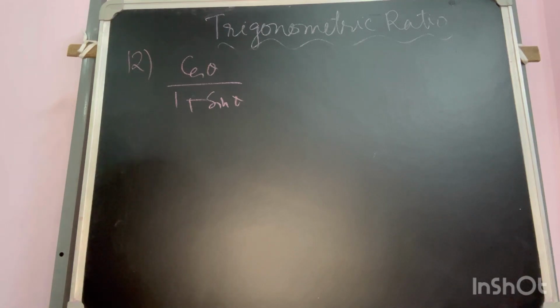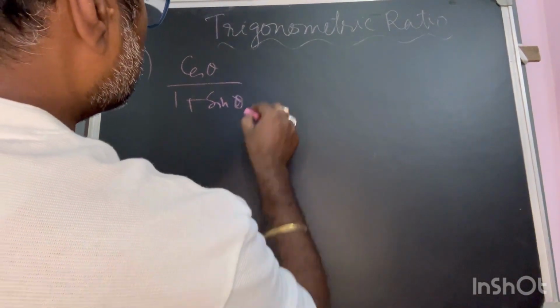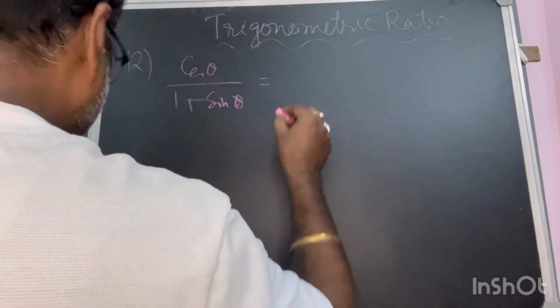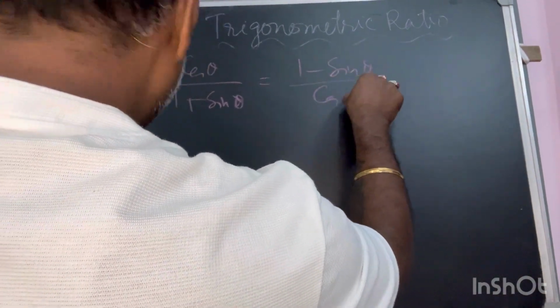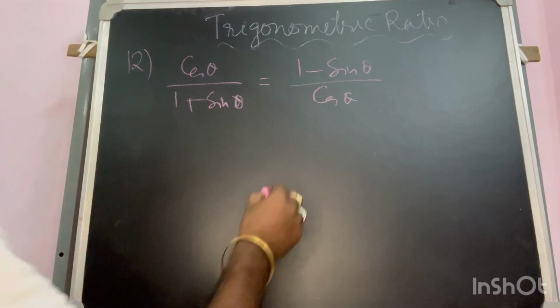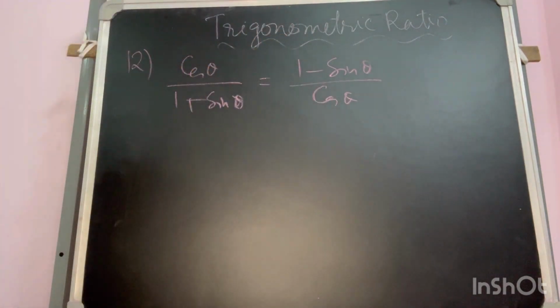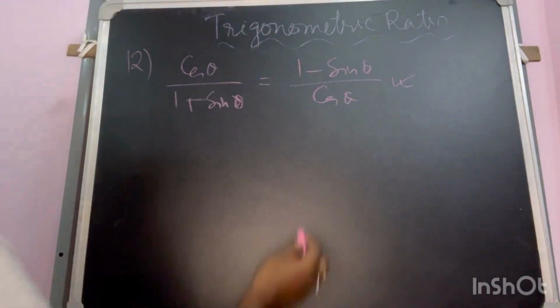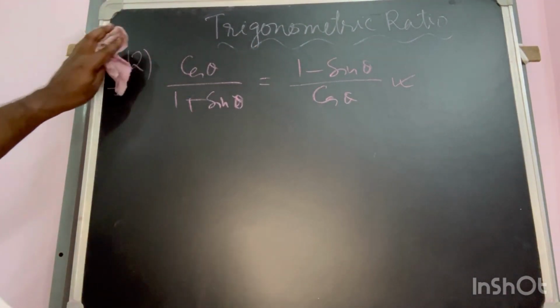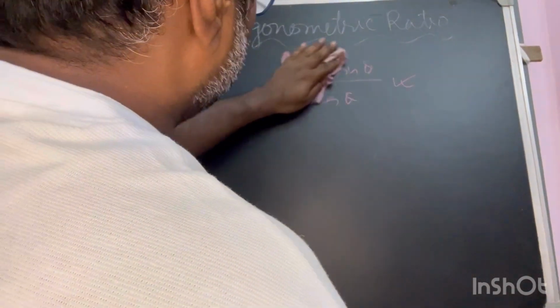Cos theta by 1 plus sin theta, you have to prove it is equal to 1 minus sin theta by cos theta. The earlier one I have solved. This you can try at home. I need not show you, but in the same manner you can solve it. I will leave it for you. So next.